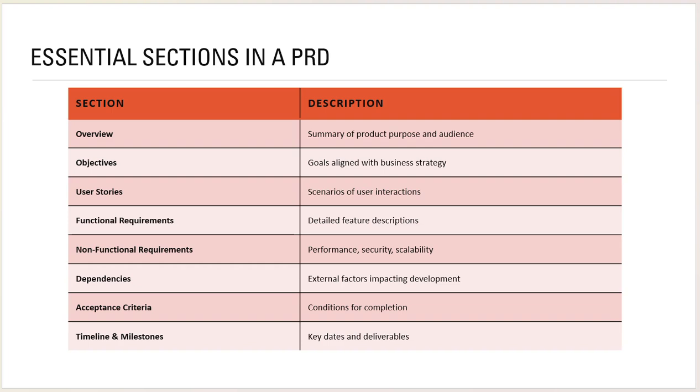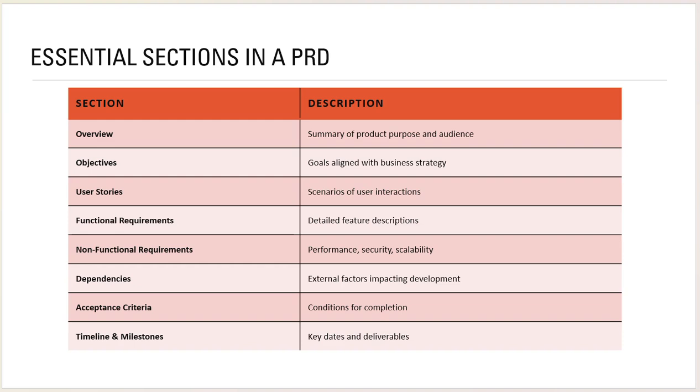A PRD typically consists of several key sections that collectively define the product vision and the execution plan. These include the overview, a summary of the product, its purpose, and the target audience. Objective, a clear goal that the product aims to achieve and aligns with the business strategy. Third one is the user story or the use cases, the scenarios that describe how the user will interact with the product, providing the context for feature development.